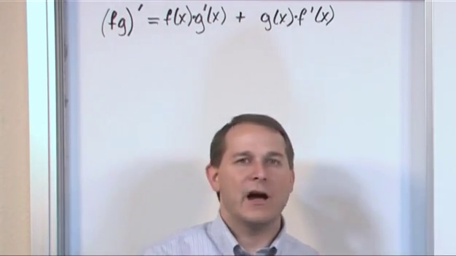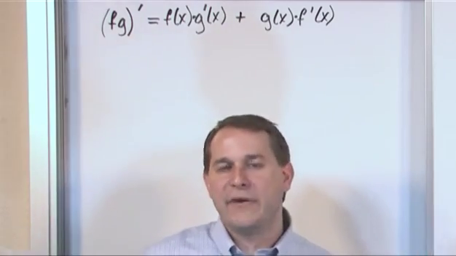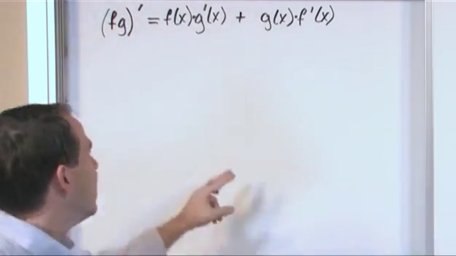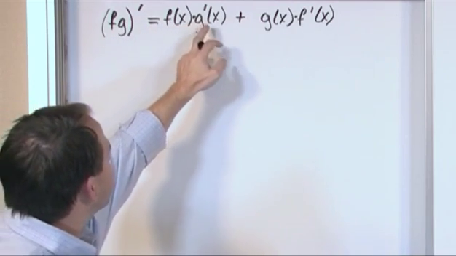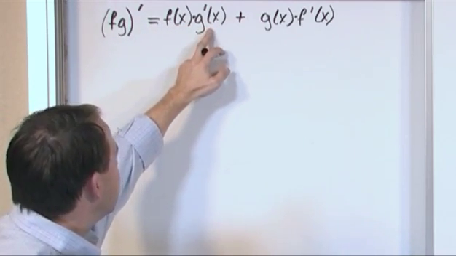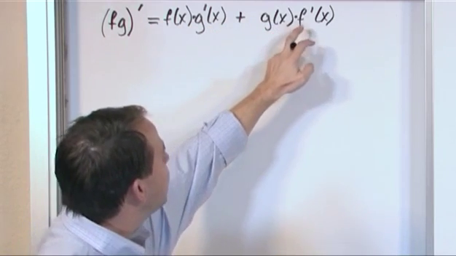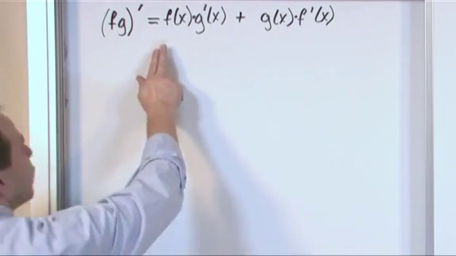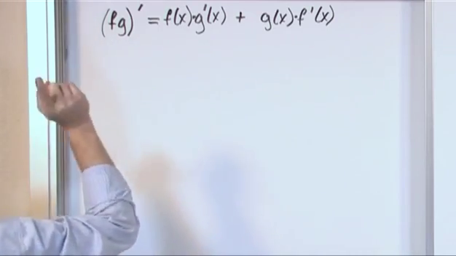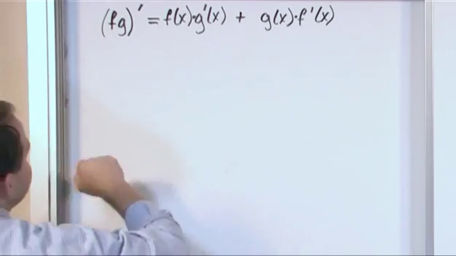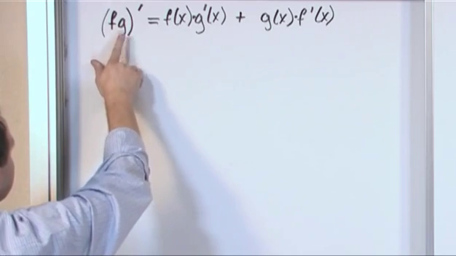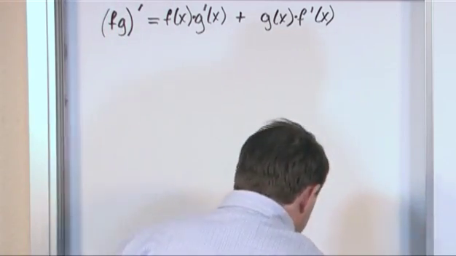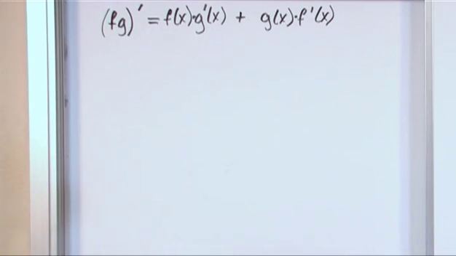x cubed times parentheses x squared plus 5. Two things multiplied together. Anytime you have two functions of x multiplied together, you take the first function multiplied by the derivative of the second function plus the second function times the derivative of the first function. Your book may have it written in a slightly different order. This is how I think about it, so I'm writing it this way. First times the derivative of the second plus the second times the derivative of the first. So it's really not that bad once you get into working some problems.